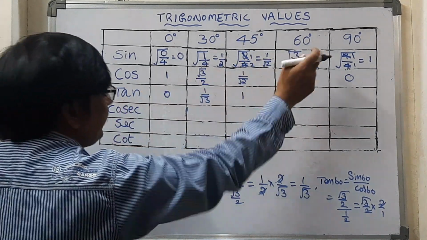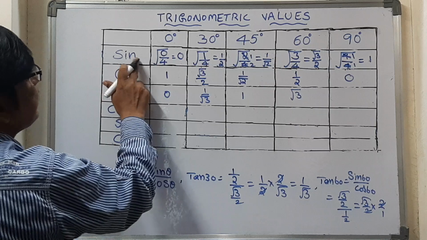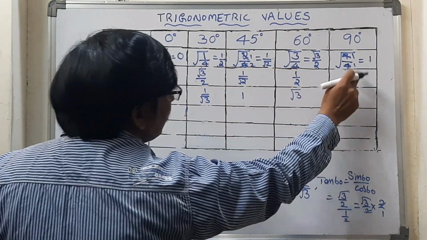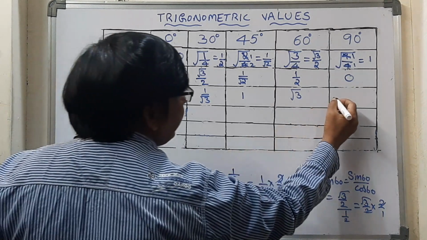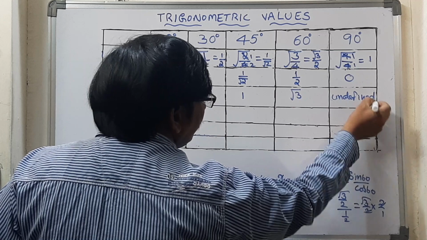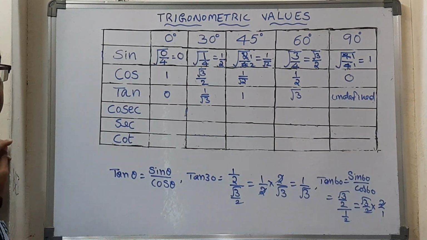Next, tan 90. Tan 90 in terms of sin 90 over cos 90. Sin 90 value, how much? 1. Cos 90 value, how much? It is 0. So 1 by 0 is undefined. What is that? Undefined. That's it. 90% remaining, all job completed.